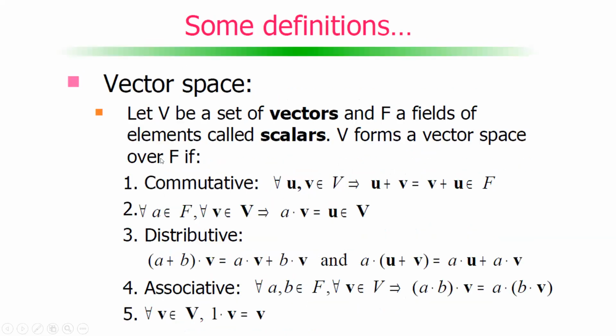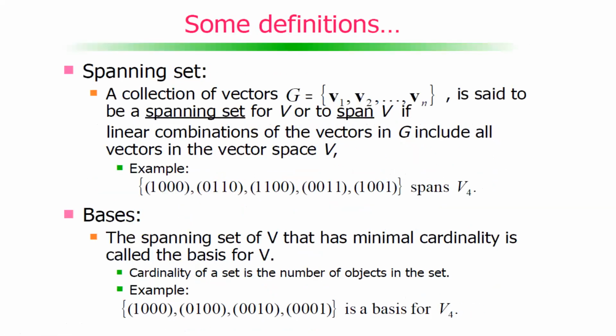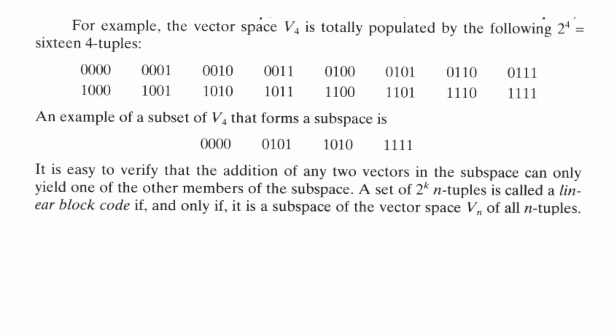Now the question is, what is a vector space? I will just skip some of these slides here, and I will come back to them to explain what is a vector space, what is a vector subspace, and the spanning set and basis. Let me take this example to explain. What is a vector space? For example, you consider a case where there are 4 bits.